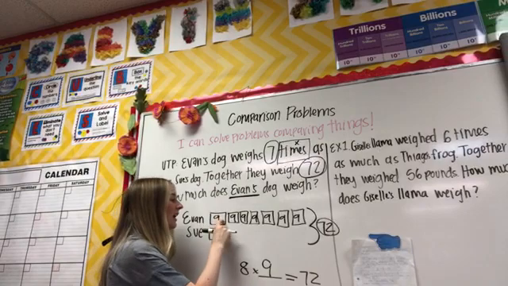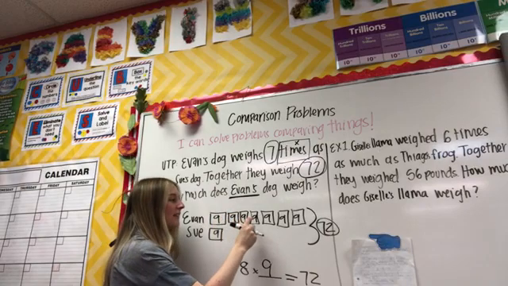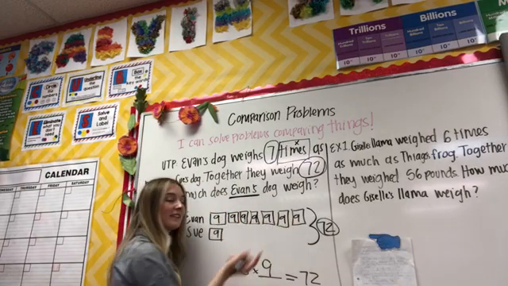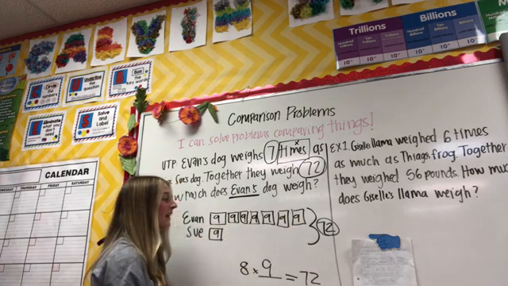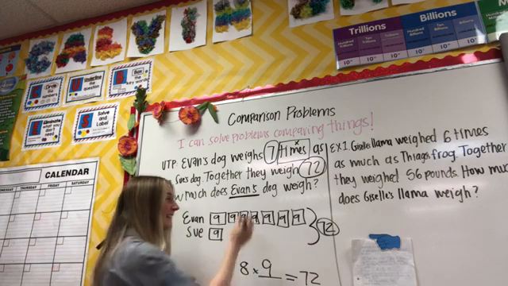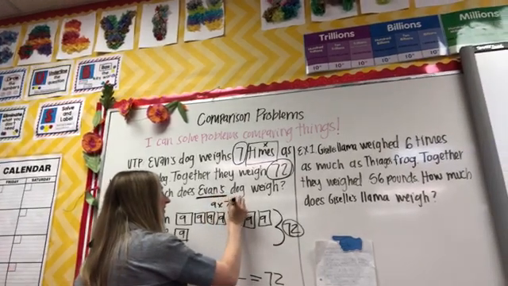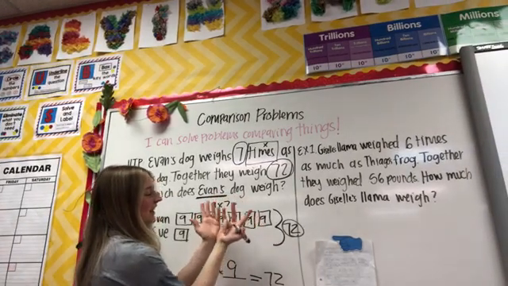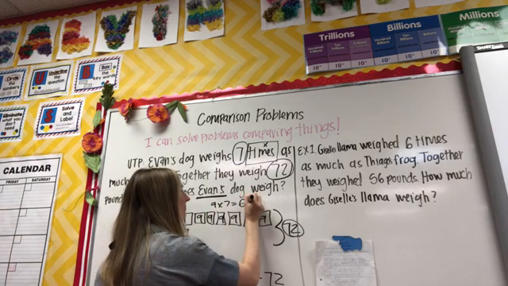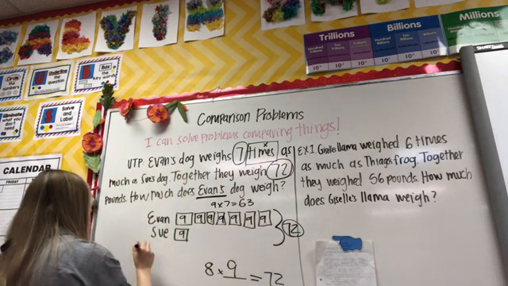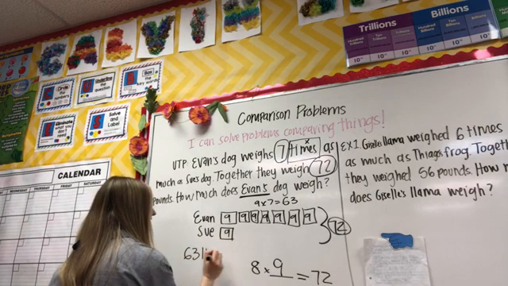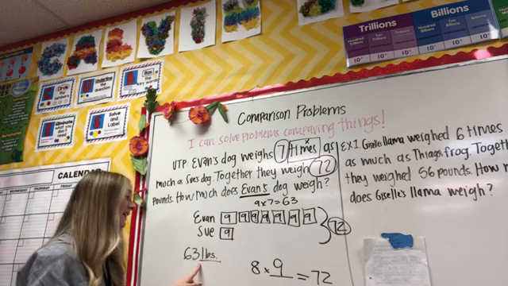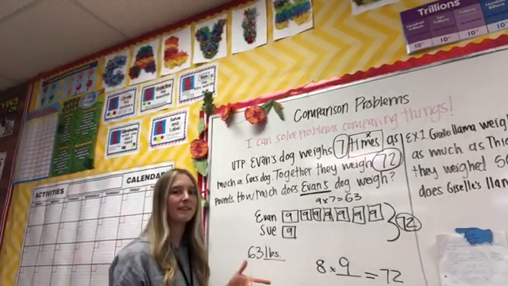So we do 9 plus 9 plus 9 plus 9 plus 9 plus 9 plus 9, or you could just do 9 times 7 because there are 7 boxes. And 9 times 7 is, if you know your facts, if not, you can do your hands trick. And look, it's 63. So Evan's dog weighs 63 pounds. Don't forget to put the pounds. LBS stands for pounds, or you could write the word pounds.